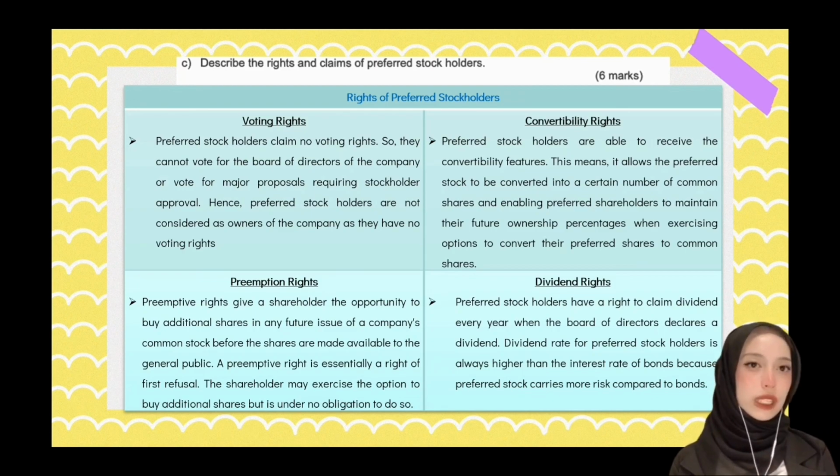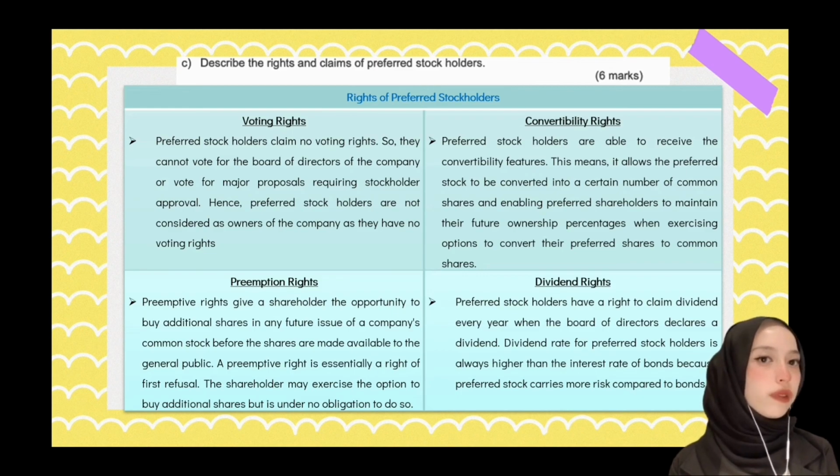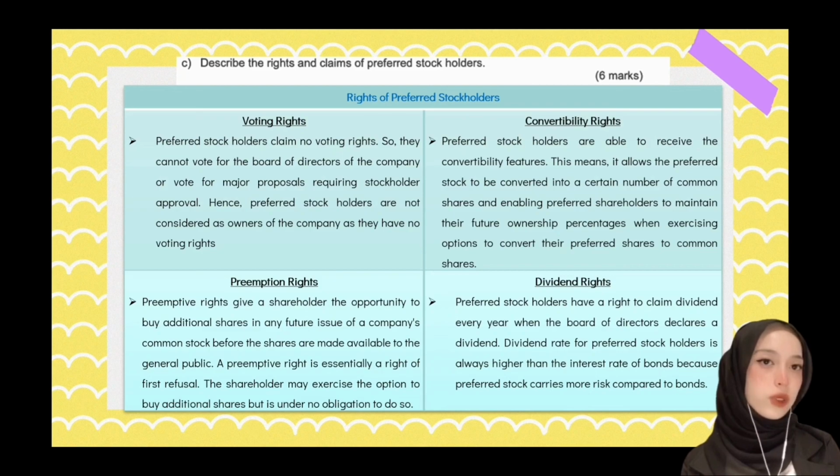Thirdly, convertibility rights. Preferred stockholders are able to receive the convertibility feature. This means it allows the preferred stock to be converted into a certain number of common shares. The preferred stockholders have to wait for a period of time before the conversion is available. As I have explained for the preemptive rights above, preemptive rights are often granted in connection with convertible preferred shares, enabling preferred shareholders to maintain their future ownership percentages when exercising options to convert their preferred shares to common shares.